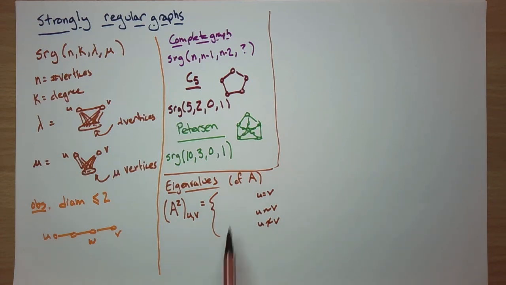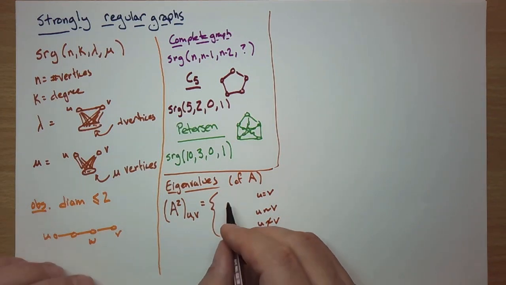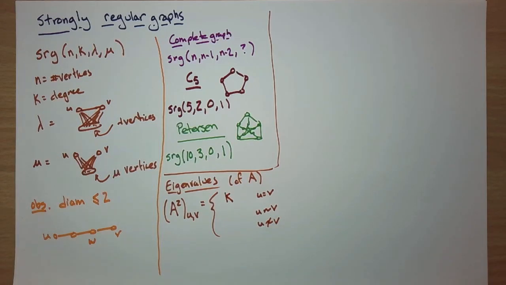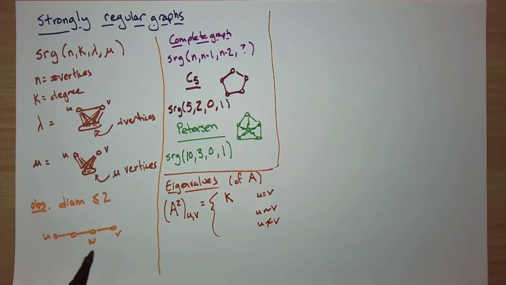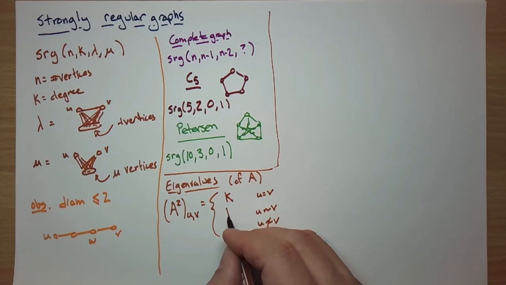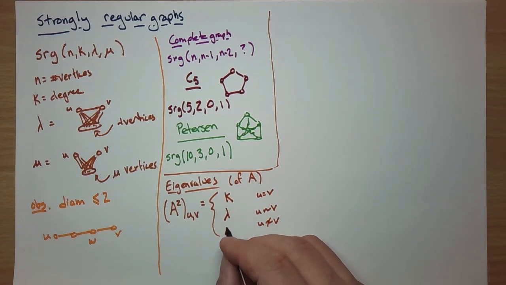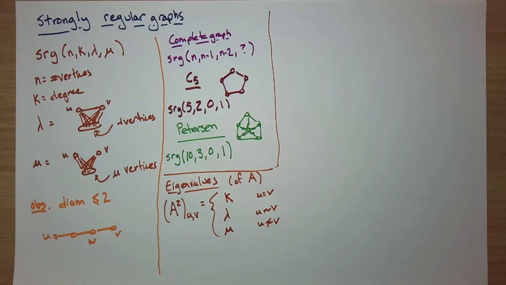And I claim that we can talk about these entries. So, should we start with U equals V? What do you have? Degree. Good. So that's K. What if U is adjacent to V? So we come up here, U is adjacent to V. How many walks of length 2 from U to V? It's lambda. And mu. Good.